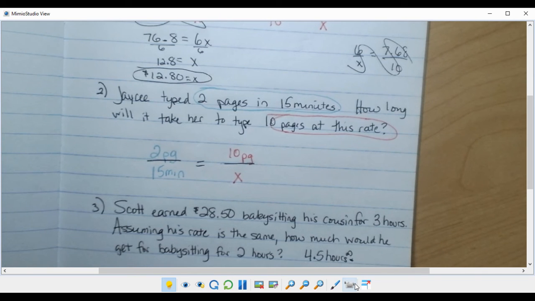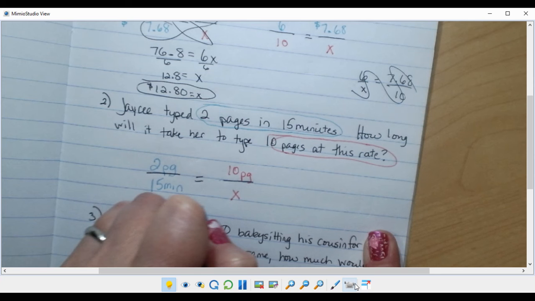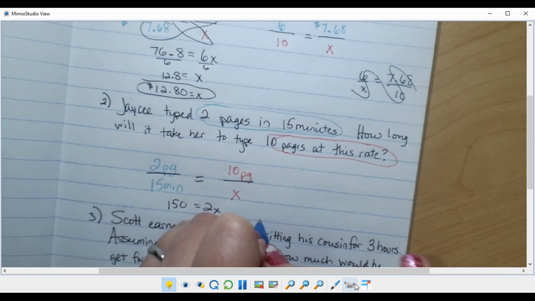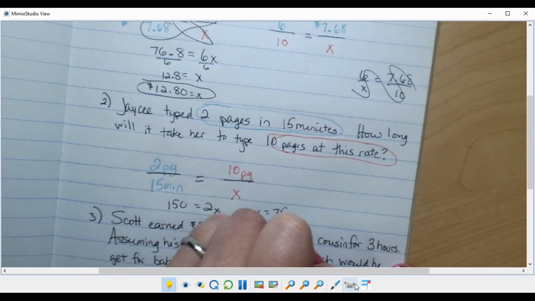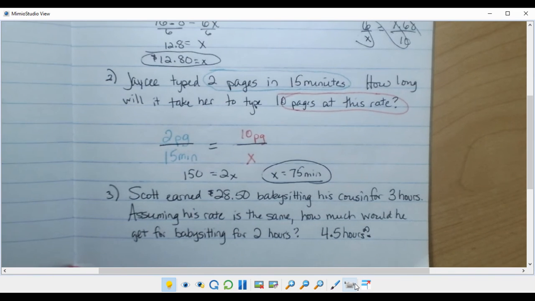There you go. Now, if you set it up differently, as long as your 15 and 10 are diagonal, and your 2 and x are diagonal, you're good. Of course, when we go to multiply this, we'll get 150 equals 2x. Divide both by 2, x equals 75 minutes. I know that's an hour and 15 minutes, but 75 will work too.